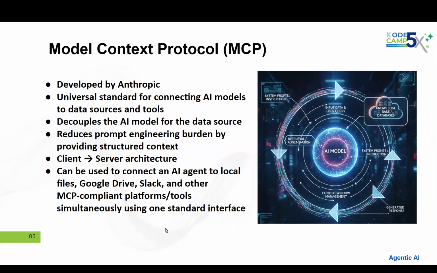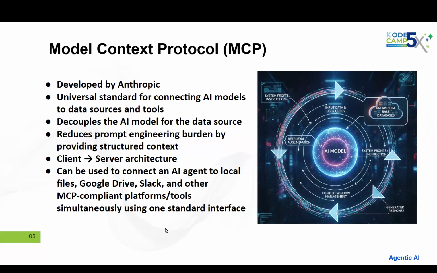The beauty of MCP is that it decouples the model from the data source. So your model can change, your data source can change, and you can change them independent of each other, so long as the interface provided by MCP, the interface between the model and the data source, is adhered to. A change in either the tool or the data source does not affect the model, and vice versa.